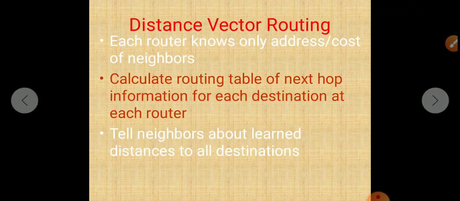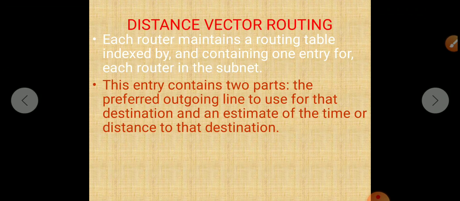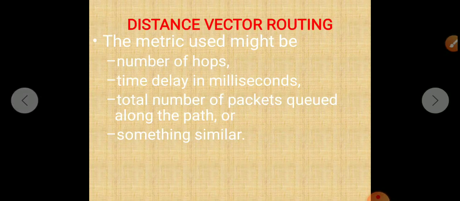So these are the three major things we are going to discuss about distance vector routing. In distance vector routing, each router maintains a routing table indexed by, and containing one entry for each router in a subnet. This entry contains 2 parts: the preferred outgoing line to use for that destination, and an estimate of the time or distance to the destination. So we'll discuss very briefly now.